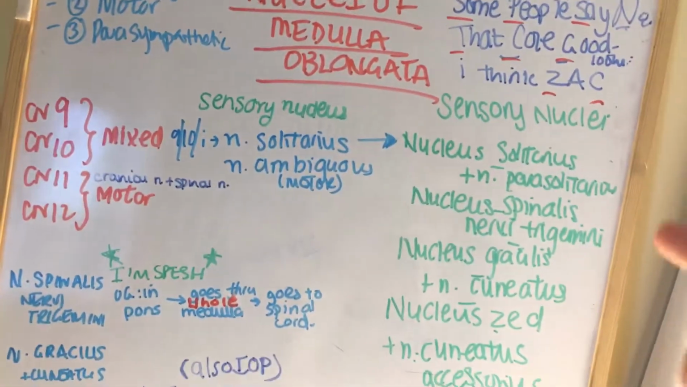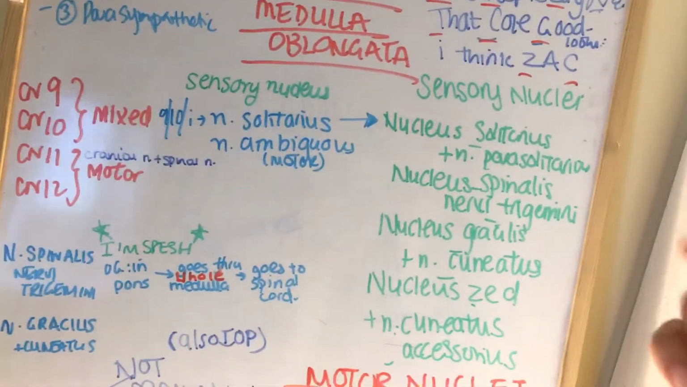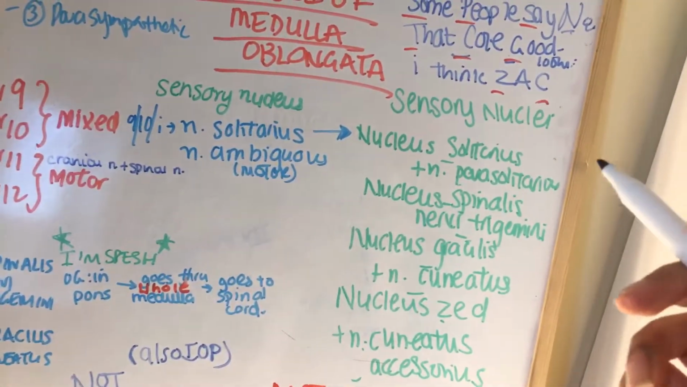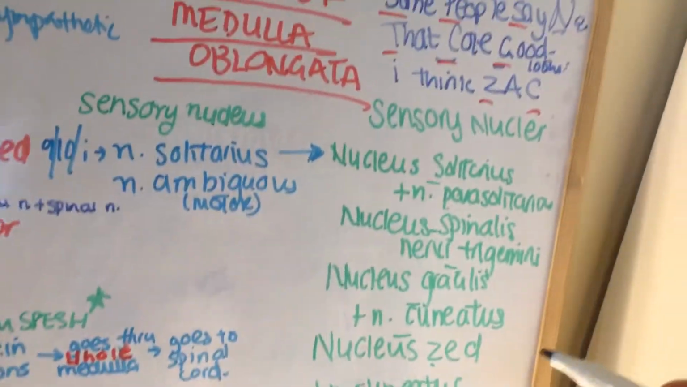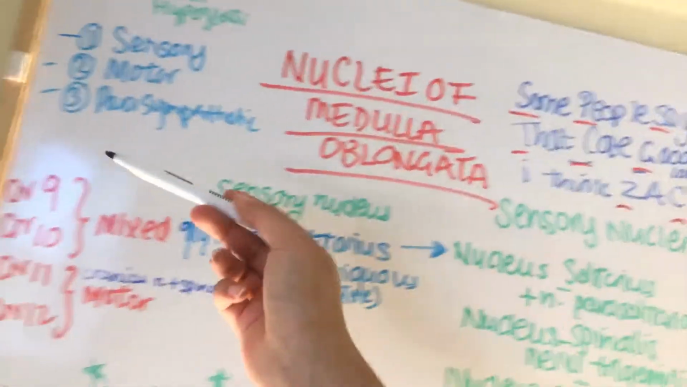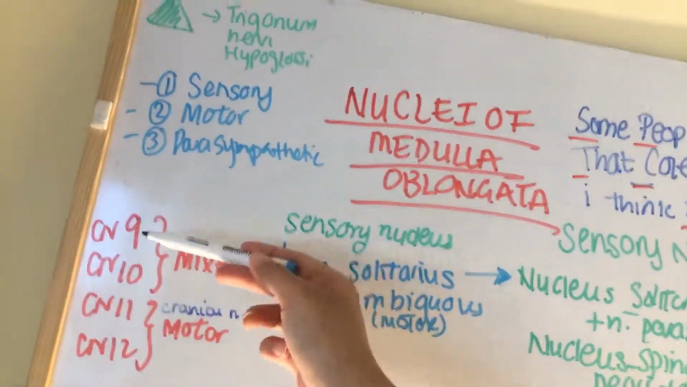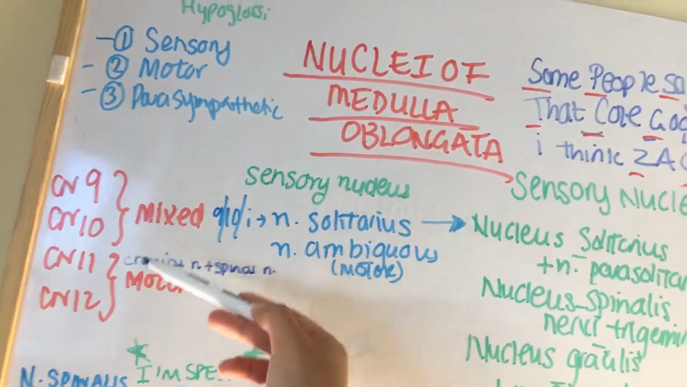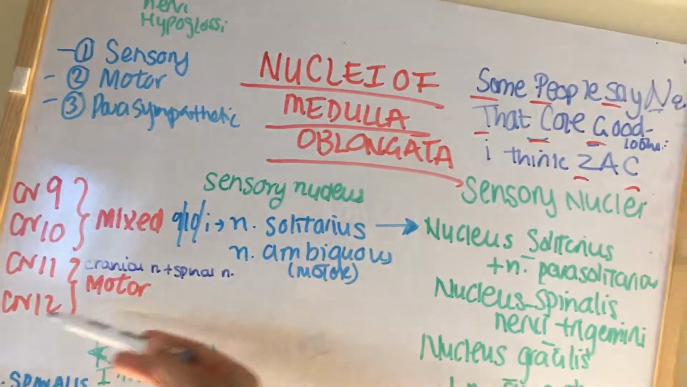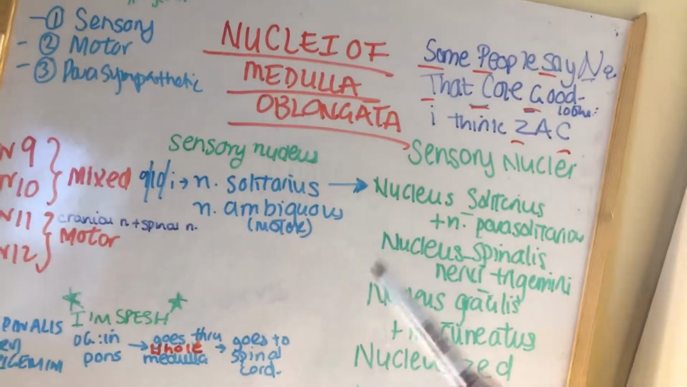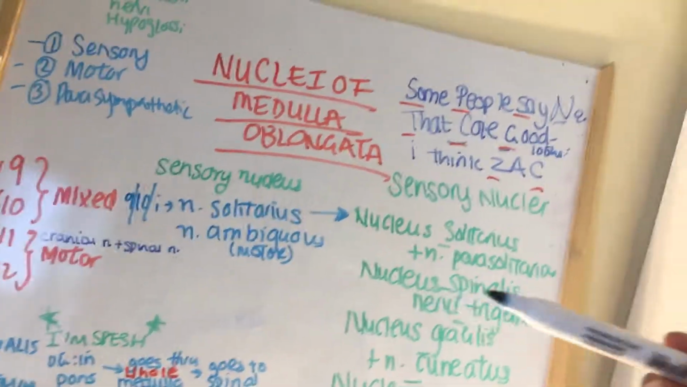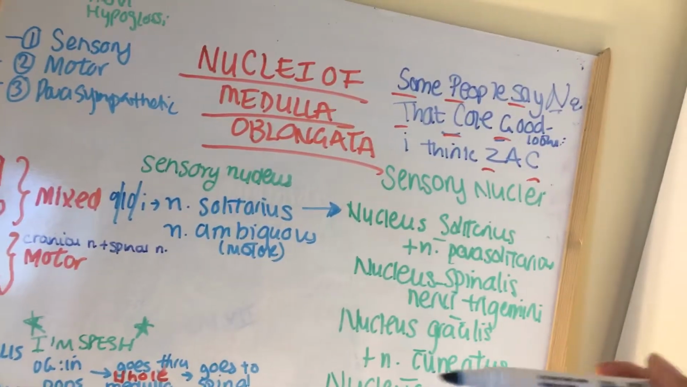And these types of nuclei that are found within the medulla oblongata, you kind of have different ones for each one. So the cranial nerves that are leaving the medulla oblongata are cranial nerves 9, 10, 11, and 12. 9 is glossopharyngeal, 10 is vagus, 11 is accessory, 12 is hypoglossal. And basically cranial nerves 9 and 10 are mixed, and cranial nerves 11 and 12 are motor.